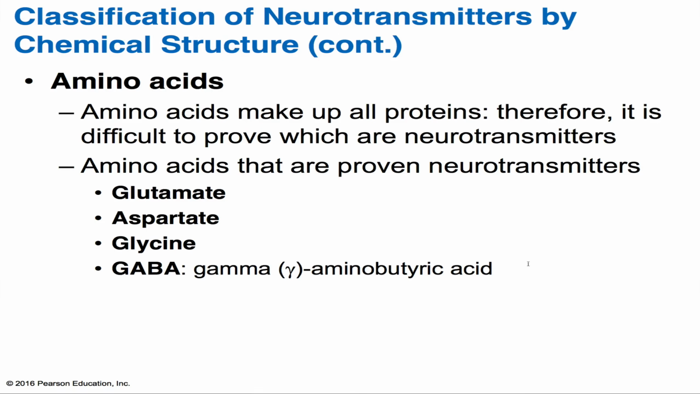As far as amino acids go, because they make up all the proteins in our body, it's much more difficult to prove which ones are actually neurotransmitters. However, the ones that are proven to be neurotransmitters include glutamate, aspartate, glycine, and GABA, which stands for gamma aminobutyric acid.